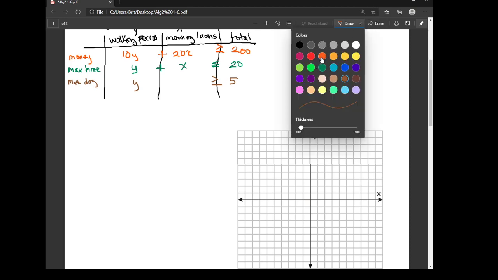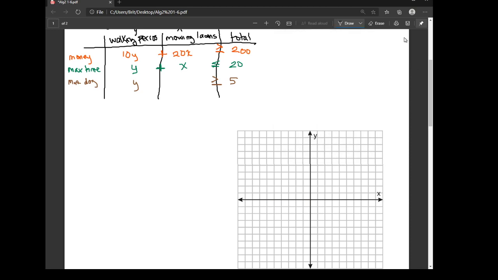Alright, now with graph paper like this, I'm going to make sure that I have a scale written here. Okay? I'm going to be counting by 2s. That way you know that each box that I pass by is going to count for 2.